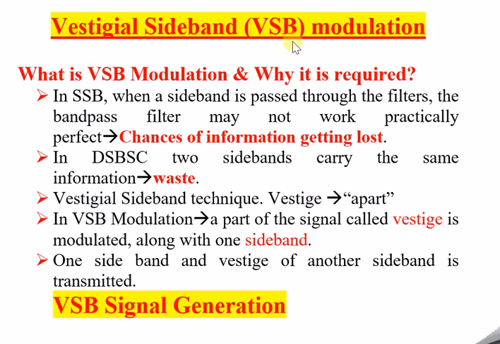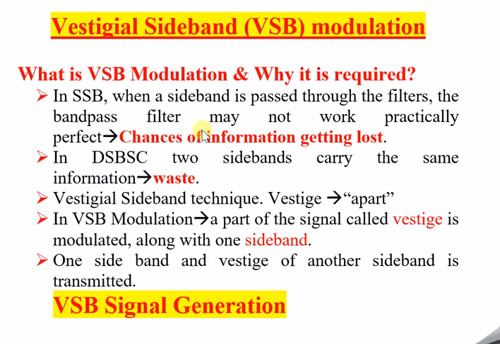So, vestigial sideband modulation. What is this vestigial sideband modulation and why is it required? We will try to understand that first, and then we will slowly move on to VSB signal generation, advantages, disadvantages, and analysis of the frequency spectrum. In order to understand, we have to recall our knowledge of SSB and DSB-SC signals. So please watch the previous sessions on SSB and DSB-SC modulation so that it will be easy for you to understand.